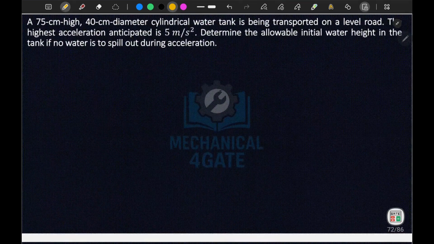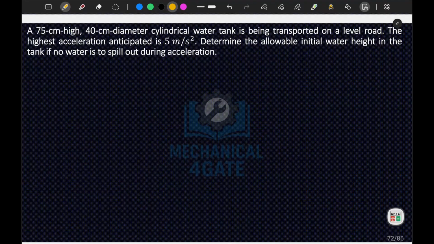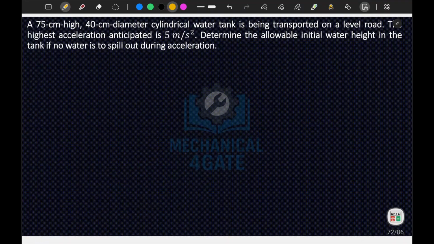So here, a 75 centimeter high, 40 centimeter diameter cylindrical water tank is being transported on a level road. The highest acceleration anticipated is 5 meter per second square. Determine the allowable initial water height in the tank if no water is to be spilled out during the acceleration.